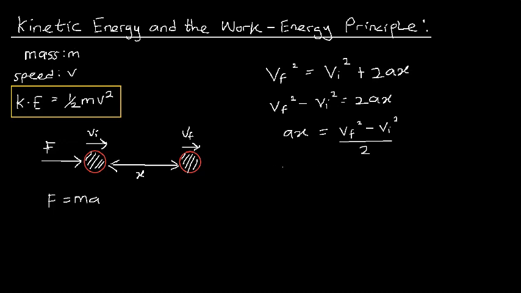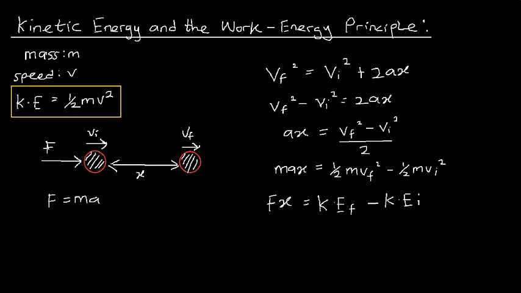If we multiply both sides by m, we have max on the left hand side and half mvf squared minus half mvi squared on the right hand side. From the definition of force, we see that ma equals our applied force F. And also from the definition of kinetic energy, we can see that half mvf squared equals our final kinetic energy of the object and half mvi squared equals our initial kinetic energy of the object. And so we can write Fx equals KE final minus KE initial.